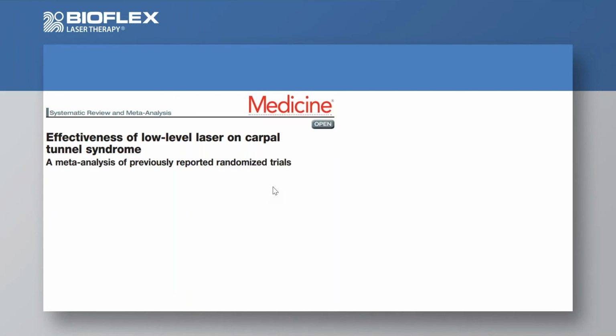Another paper I want to discuss is the effectiveness of low-level laser therapy on carpal tunnel syndrome, and it was a meta-analysis.